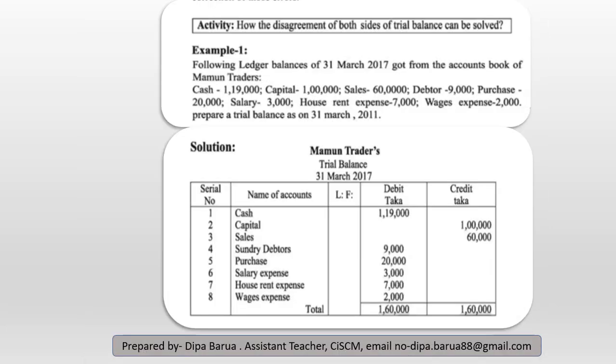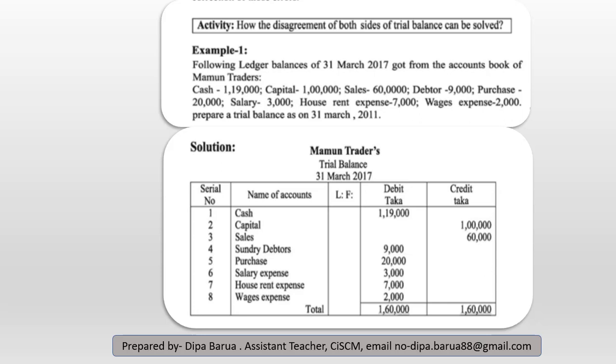Here I am going to show some examples. How can we solve it? How the disagreement of both sides of the trial balance can be solved. Example 1. The following ledger balances on 31st March 2017 were taken from the account books of Mamun Traders. Cash 1,90,000, capital 1 lakh, sales 60,000, debtors 9,000, purchase 20,000, salary 3,000, house rent expense 7,000, wages expense 2,000. Now you have to prepare a trial balance on 31st March 2017.